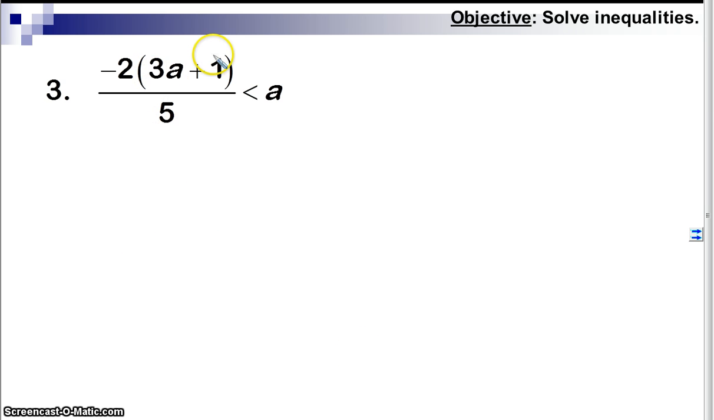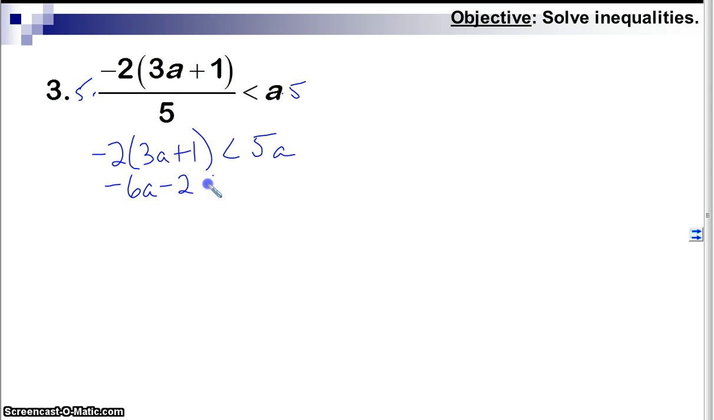So here we're going to solve this, and the first thing we're going to do is multiply both sides by 5. And we're going to have negative 2 times 3a plus 1 less than 5a. Remember, all we're doing is the same thing as we would if this was an equation. We're really not doing anything different. The only other rule is if we divided or multiplied both sides by a negative number, we would switch the inequality.